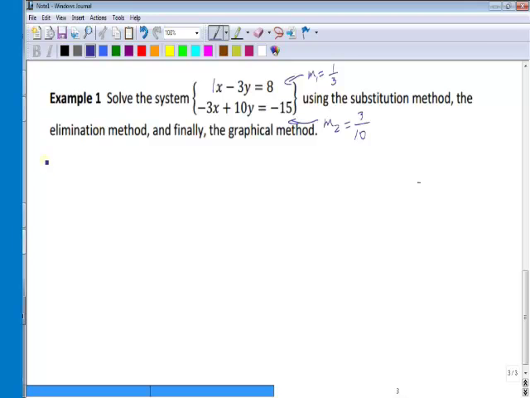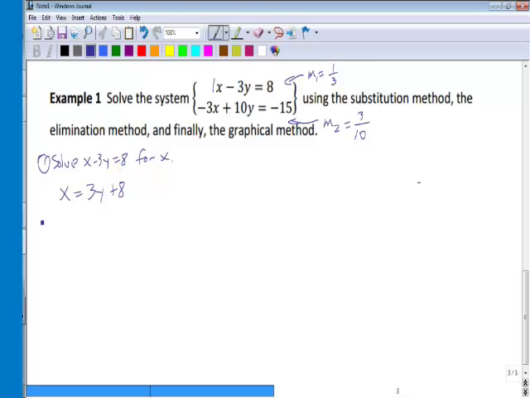So step 1 in the substitution method, solve x minus 3y equals 8 for x, because that's the variable with the nice coefficient, okay? Coefficient of 1. When we do that, we get x equals 3y plus 8. No fractions had to be brought into the system in order to come up with that.